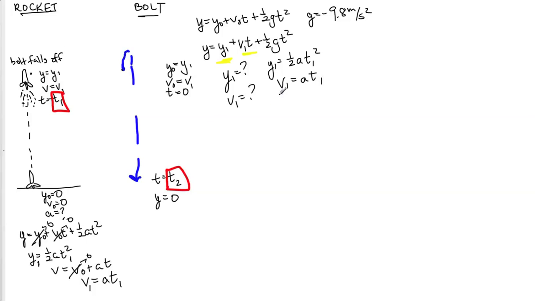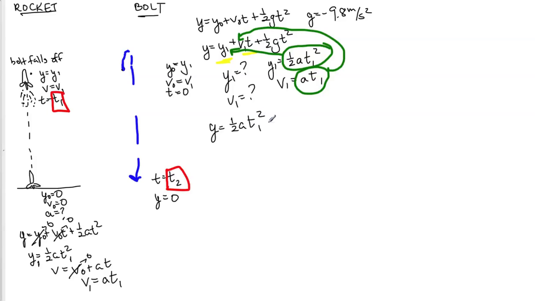So now, if I take these two things and plug them in where they belong, so if I put this one in here instead of y1, and this one in there instead of v1, then I get this. y equals 1/2 a t1 squared plus a t1 t plus 1/2 g t squared. And now we have an equation with nothing in it that we don't know except for time. But the time we are interested in is this one, t2. That's the time we're interested in.